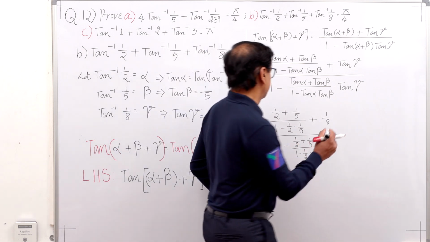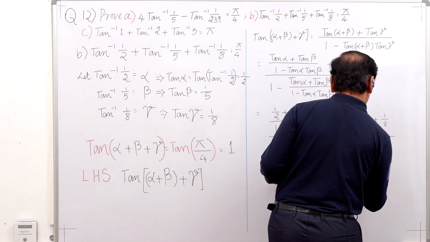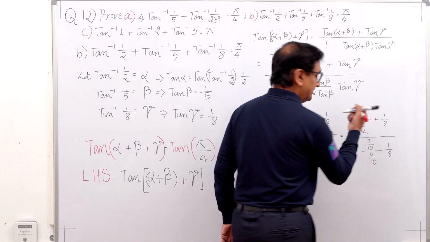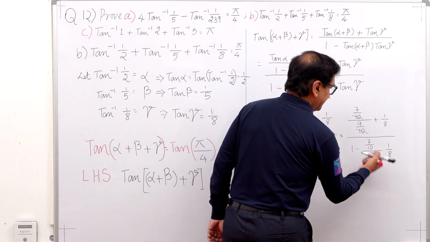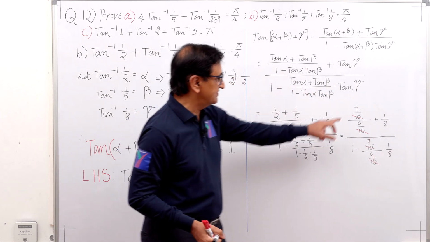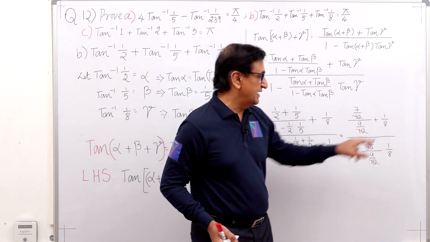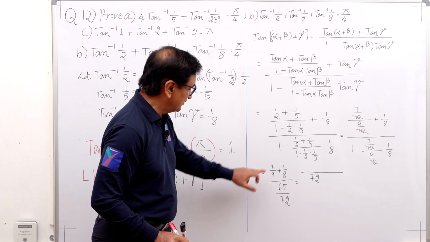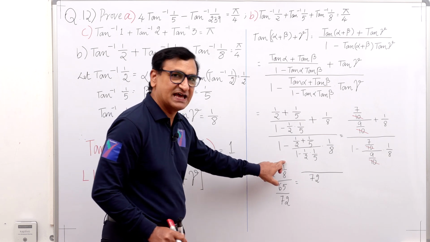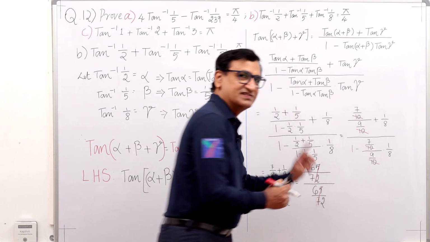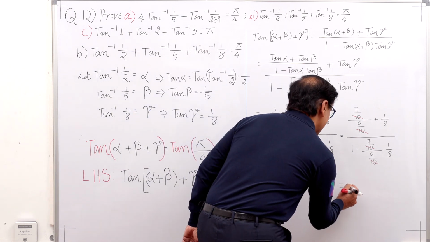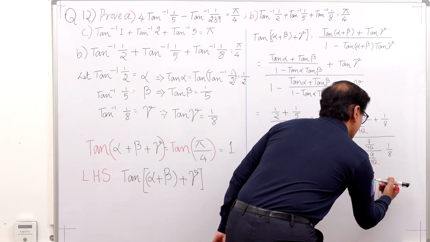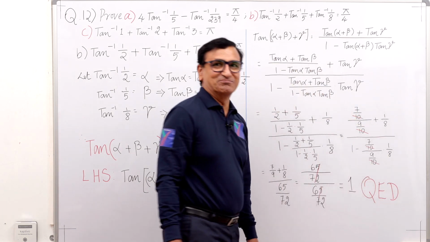So let's do the operations. Now I can cancel 10 here, and similarly I can cancel 10 here. Then let's simplify this. I have 7 by 9 plus 1 by 8. With 72 as common denominator, you have 56 plus 9 over 72. So this equals 1. Hence proved. Quod erat demonstrandum. It's proved.